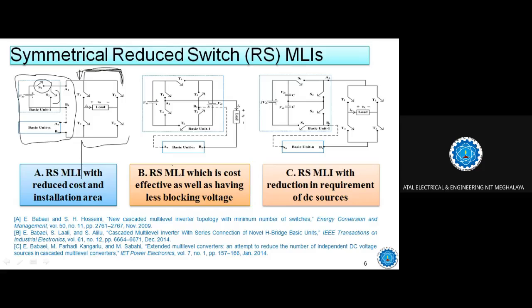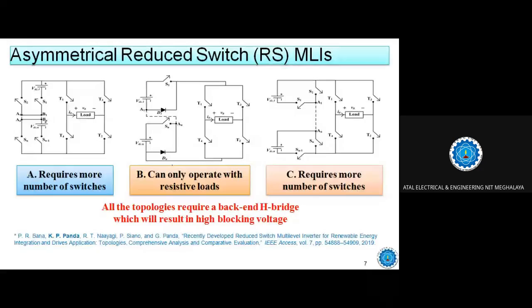And what is the disadvantage of this structure when there is a bridge like this at the load side? I'll just highlight one important point here. If you focus on any of these structures, they can be operated symmetrically and also asymmetrically. Asymmetrical means if you take the ratio of the sources, let's suppose this is V, and another source you take as 2V.